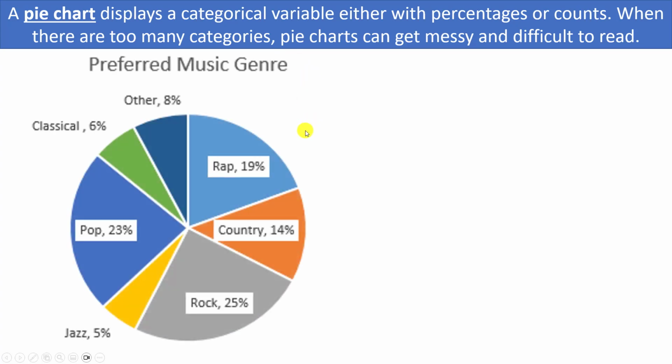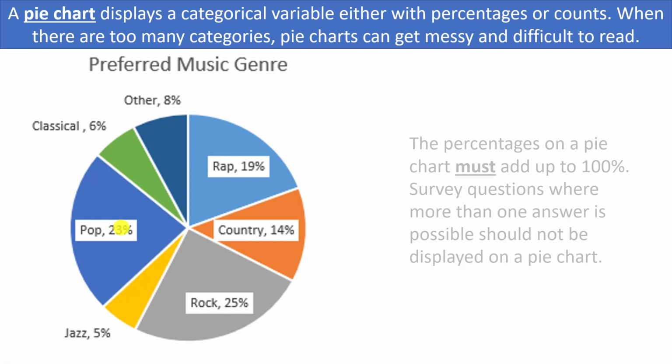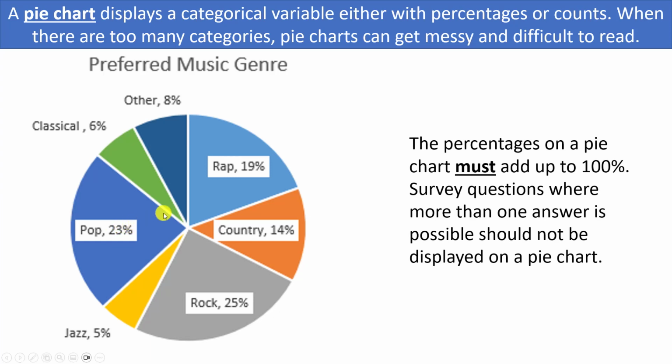So here's an example of a pie chart for just some made-up data related to preferred music genre. We have all these different music genres and the percentage of individuals who said that that was their preferred genre. Now, the percentages on a pie chart really should add up to 100%. Sometimes you might have a survey question where more than one answer is possible, and that might create a situation where the totals add up to more than 100%, and then really you should not be using a pie chart.